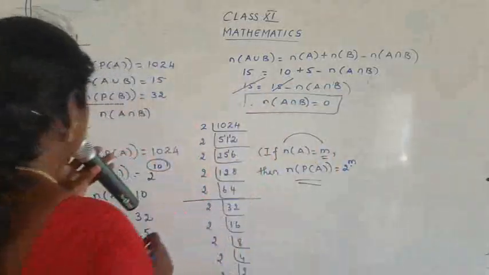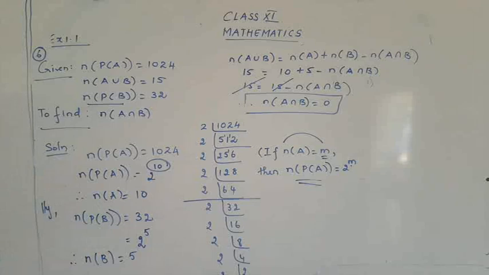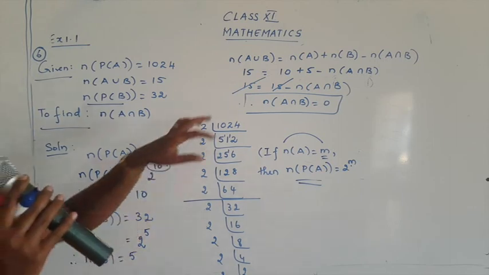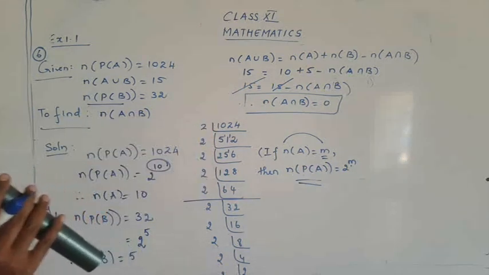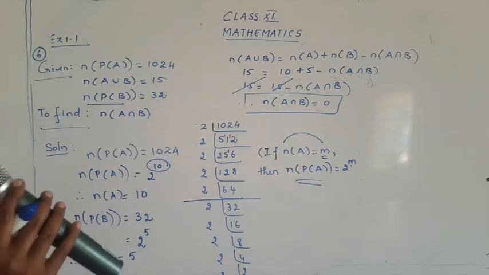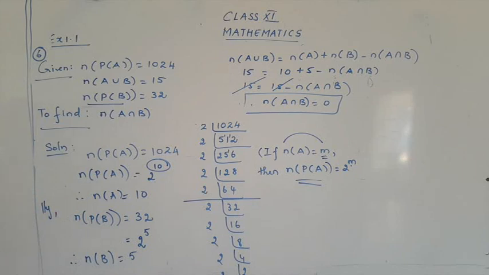So this is the answer. Yes, we have got the answer for n(A ∩ B). n(A ∩ B) is equal to 0. Here we are using two formulas. The first one is, if n(A) is equal to m, then n(P(A)) is equal to 2 raised to m. And one more, n(A ∪ B) is equal to n(A) plus n(B) minus n(A ∩ B). Take down the sum.